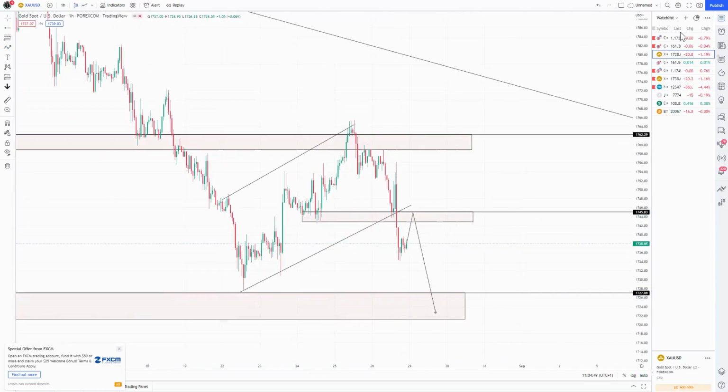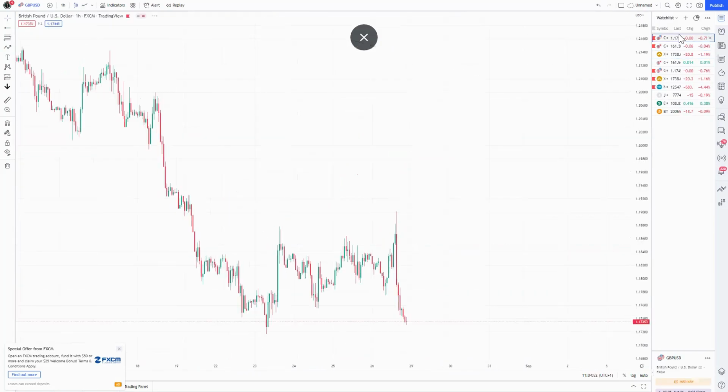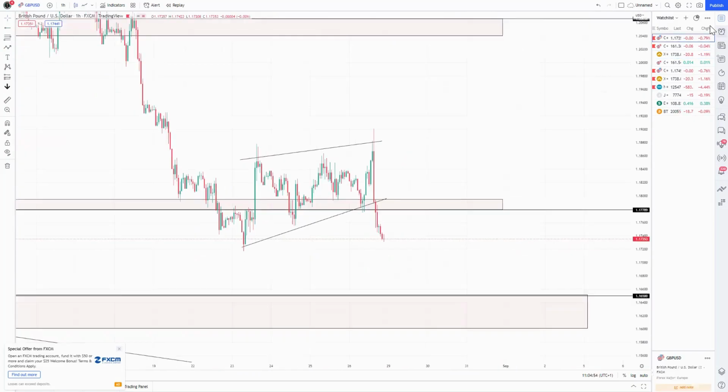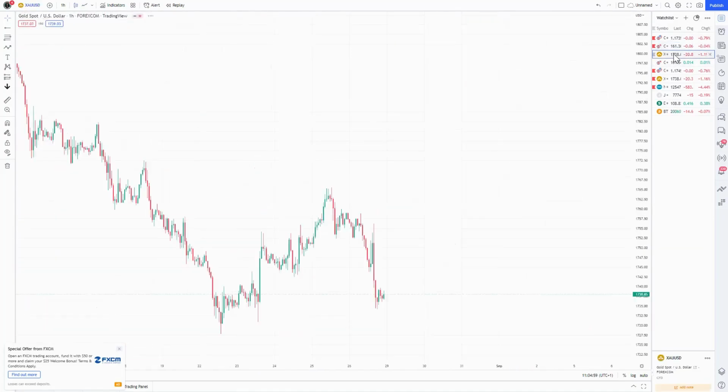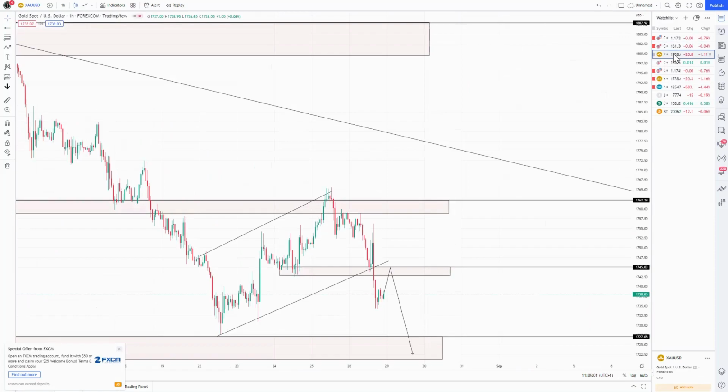So we've looked at GBPUSD, GBPJPY, and XAUUSD. So that's what we are looking out for on those three pairs next week.